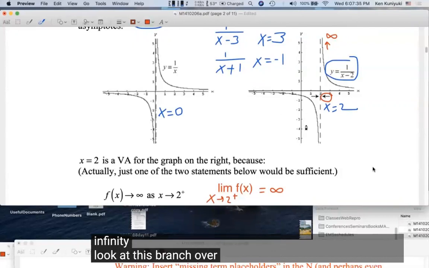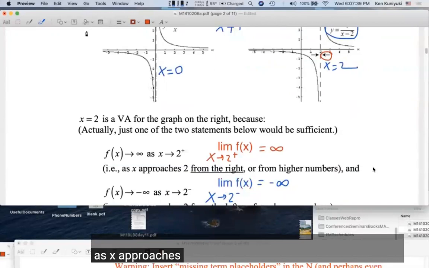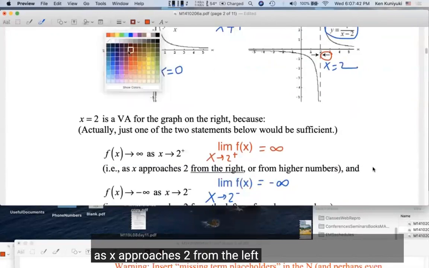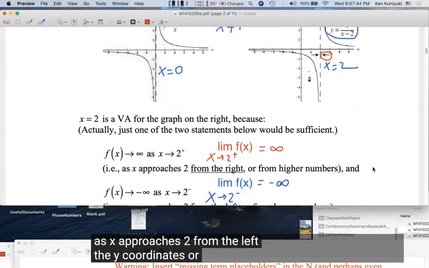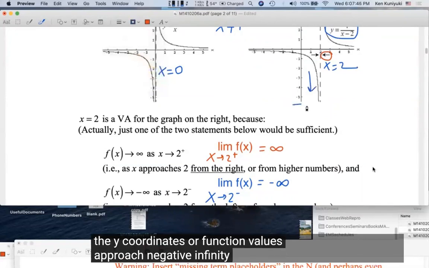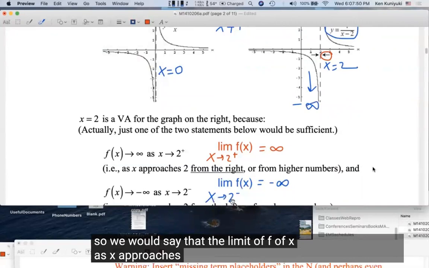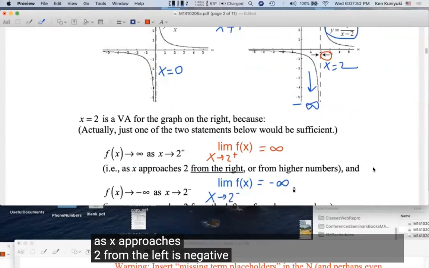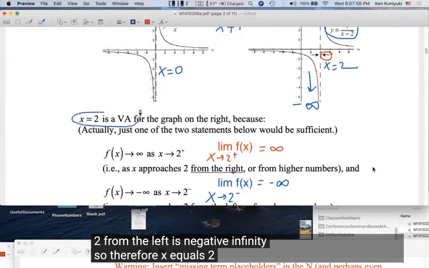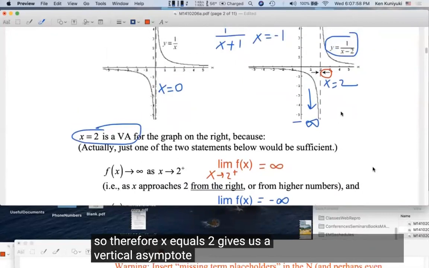Look at this branch over here. As x approaches 2 from the left, the y-coordinates or function values approach -infinity. So we would say that the limit of f of x as x approaches 2 from the left is -infinity. So therefore, x equals 2 gives us a vertical asymptote.